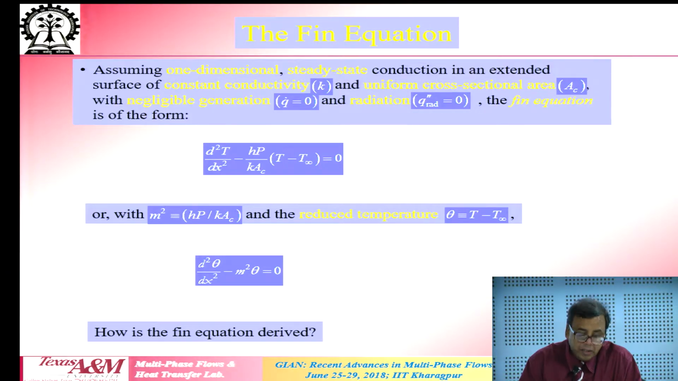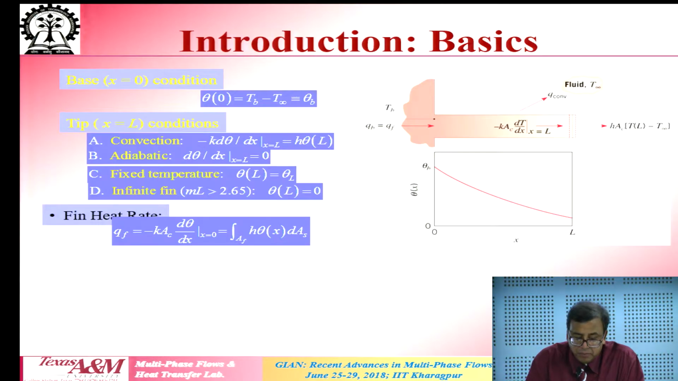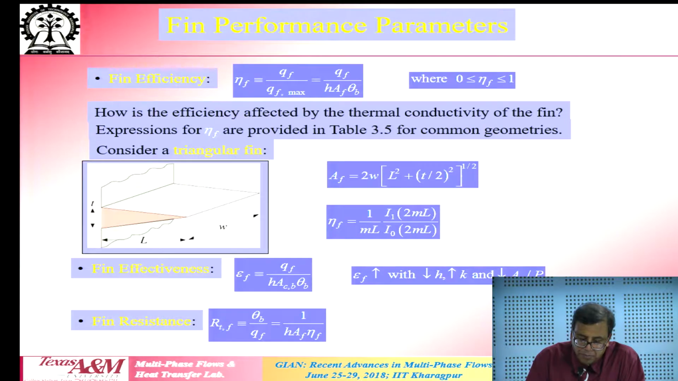Okay, if you make that assumption, you get what is known as the fin equation, the differential equation, and you can solve it for different types of boundary condition. So you can have a convection tip boundary condition, an adiabatic tip boundary condition, a fixed temperature tip, and you can have an infinite fin.